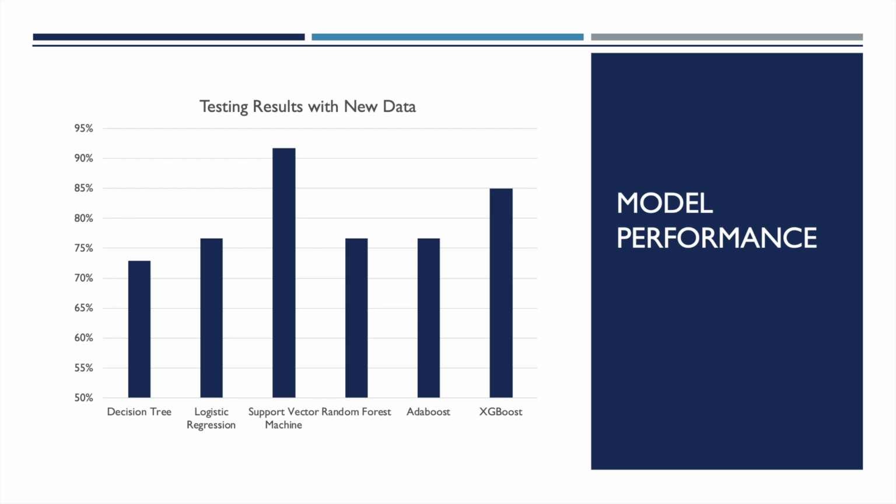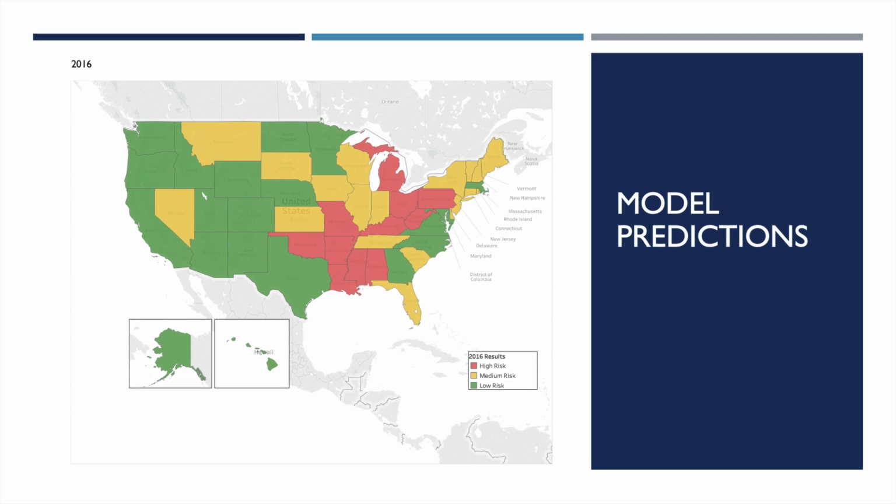It's pretty clear that this is the model we want to use to make predictions for 2019, so let's go ahead and check those out now. Here, we see a map of the US in 2016 with classification ratings based on the actual number of deaths recorded in the year.